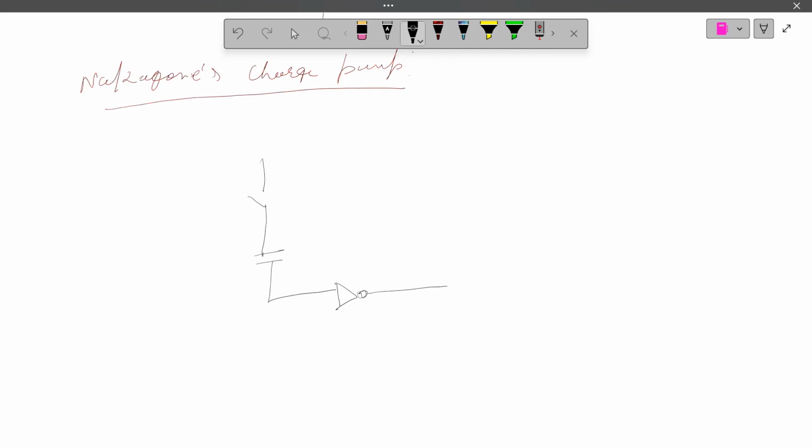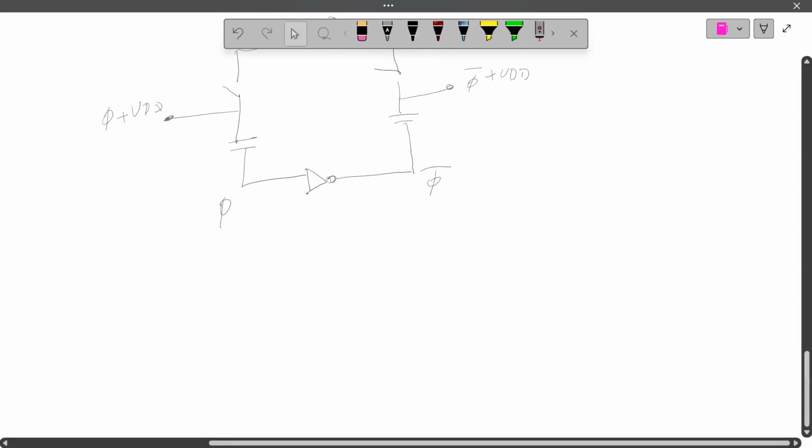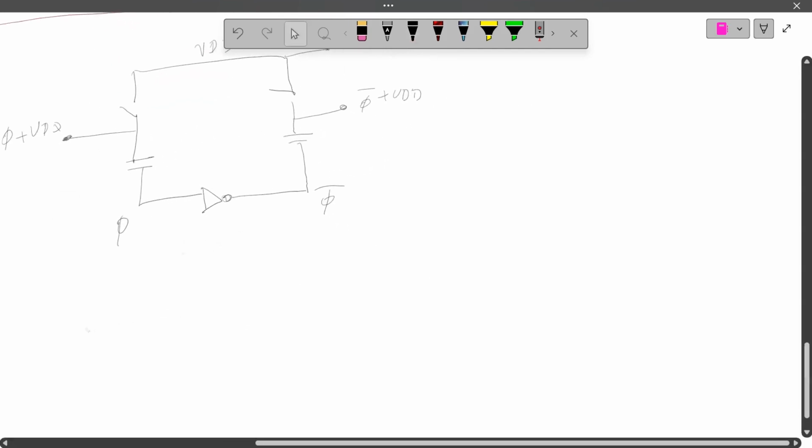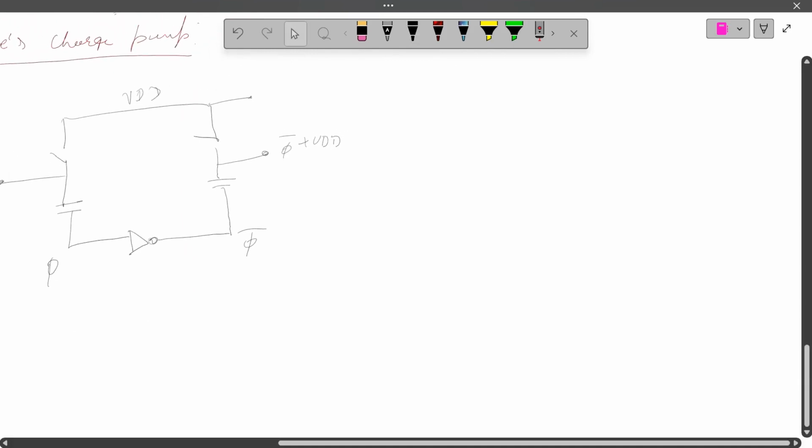This is the inverter. Okay, this is the switch. Okay, this is the capacitance, and this is where we get the value Vin plus VDD, and this side phi R plus VDD. Okay, this is the VDD. So can anyone tell me, the switch we are going to use at both sides? Anyone guesses? Okay, I'm going to tell you.